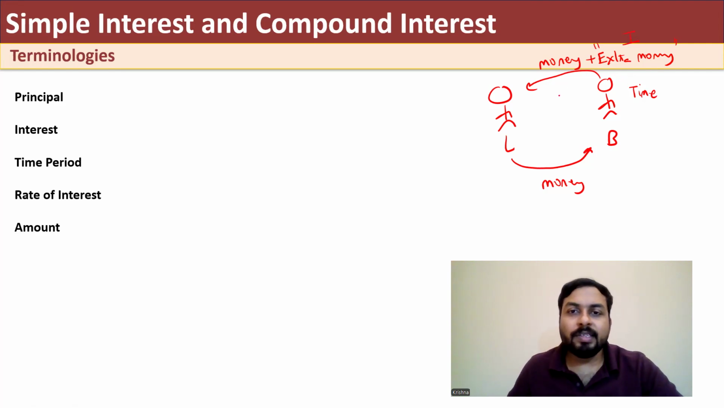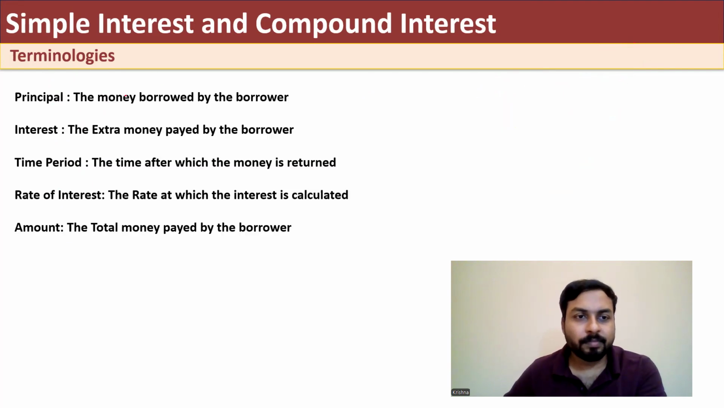Okay, now interest is of two types: simple interest and compound interest. Okay, and in this chapter, you will see these terminologies: principal, interest, time period, rate of interest, and amount. So let's understand the meaning of these terminologies. Okay, so what is principal? Principal is the money borrowed by the borrower. Okay, and it is denoted by P.